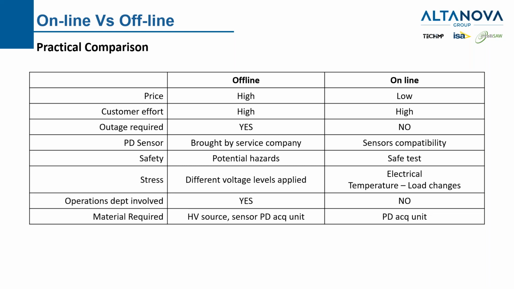Operations department shall be involved during the offline test. Of course, yes, because we need an outage and all these safety issues. With the online test, it's very easy. We just need a simple permit to work. Material required: when we go offline, we need the HV source, the sensor for the PD, and the acquisition unit. In online testing, we only need the acquisition unit that will be connected to the sensor.